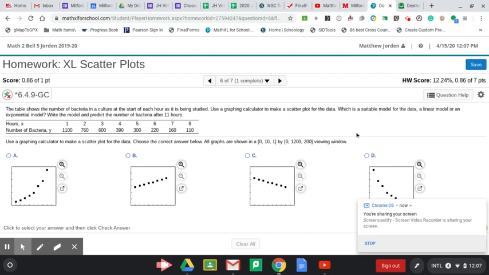Hey students, we've had some questions about number 6 from our Math Excel scatter plots assignment. So just making a quick video here to hopefully help you on this one. It says, we've got this table, number of bacteria over a certain number of hours. So we have the first 8 hours and the number of bacteria. The first thing we need to find is the correct graph.